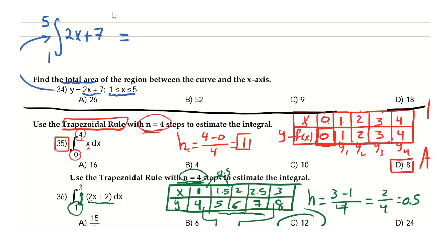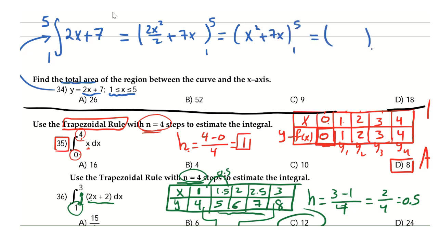All you have to do is use your calculator. Without a calculator, it's a free response, so you are going to do the integration first. It's going to be 2x squared over 2 plus 7x from 1 to 5, which can be written as x squared plus 7x from 1 to 5.